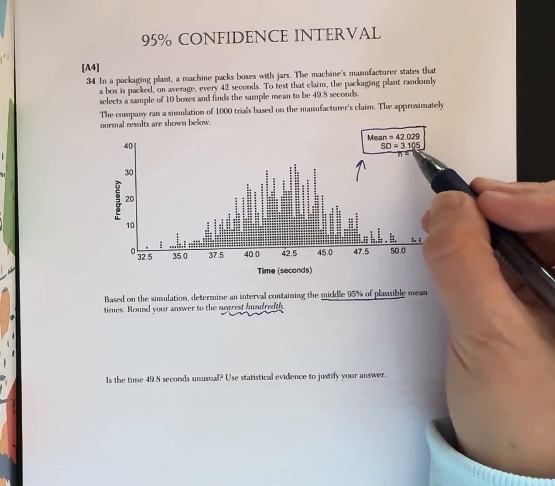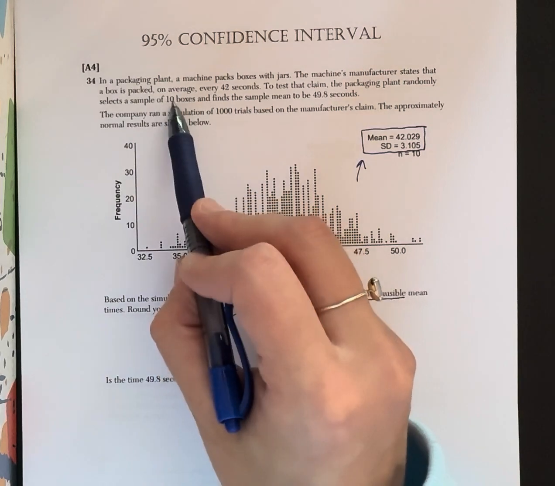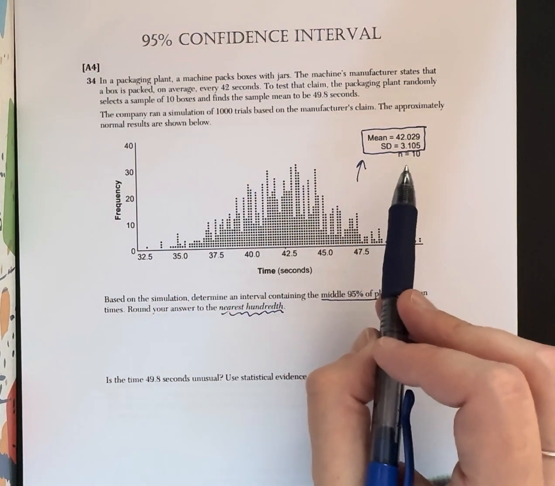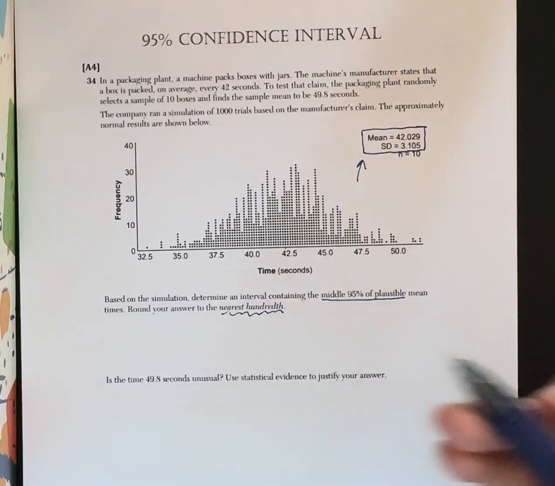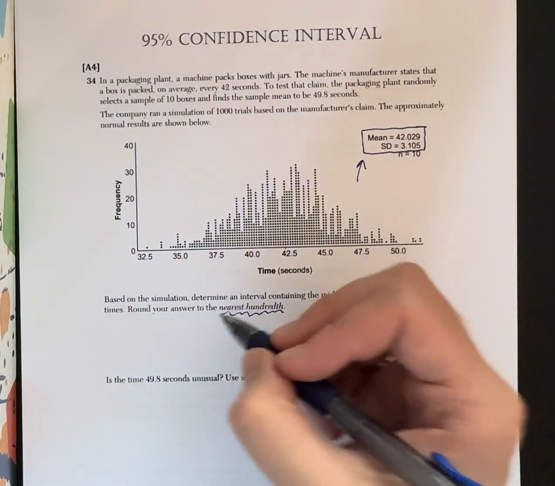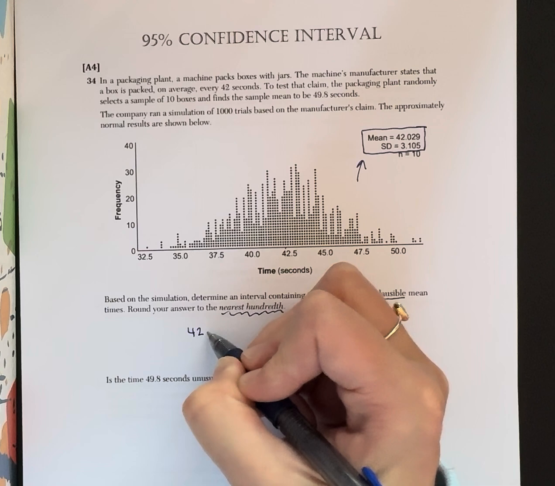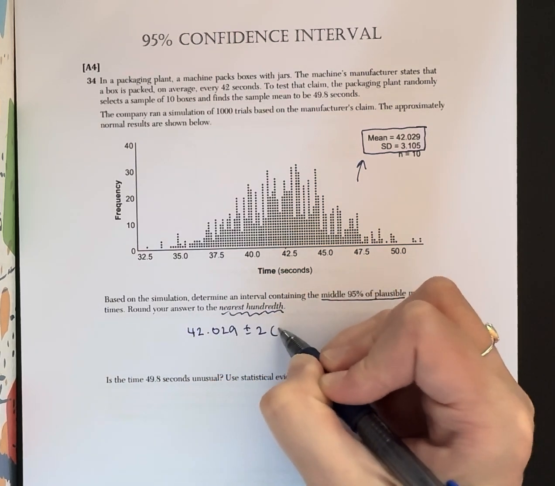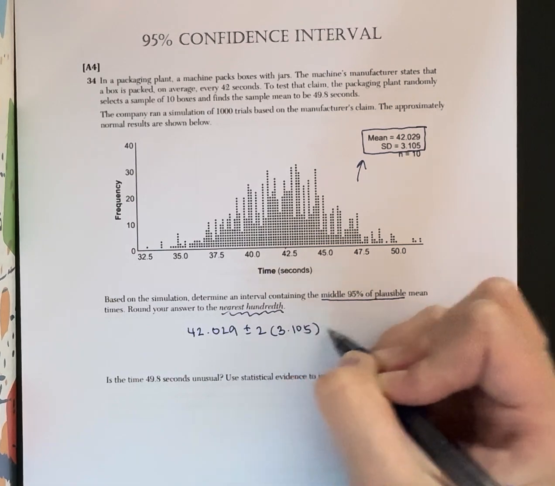Oh, by the way, n equals 10. N is just like that every sample was 10. I don't know why they put that there sometimes and other times they don't, but really just focus on the mean and the standard deviation. So we're going to take the mean, 42.029. We're going to add and subtract 2 of the standard deviations.